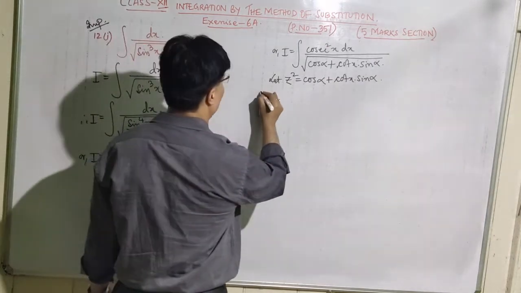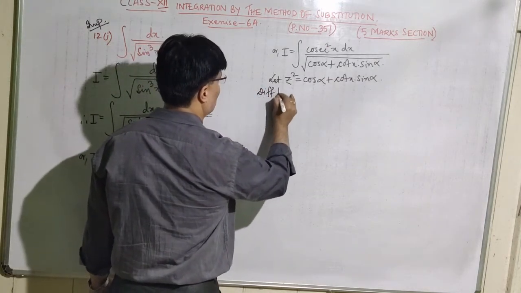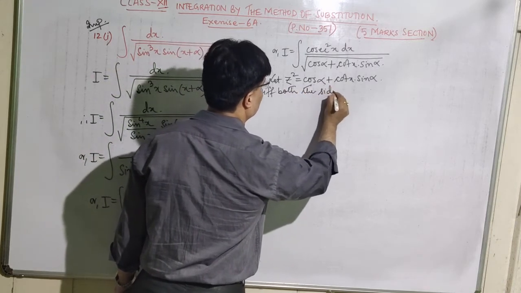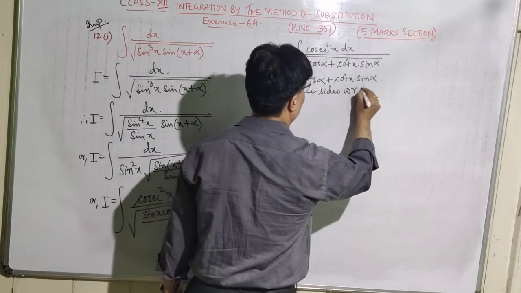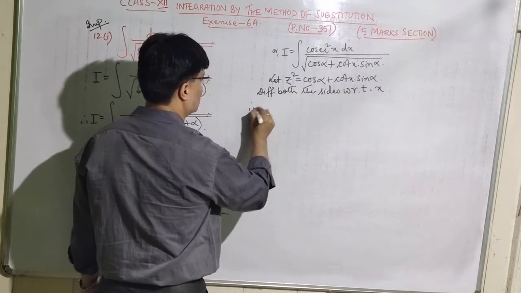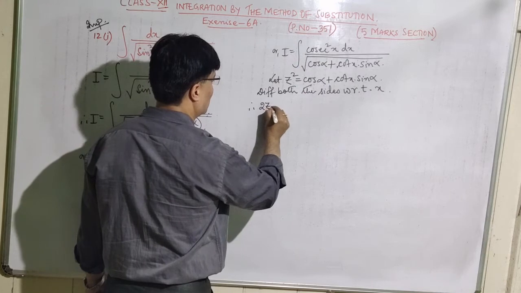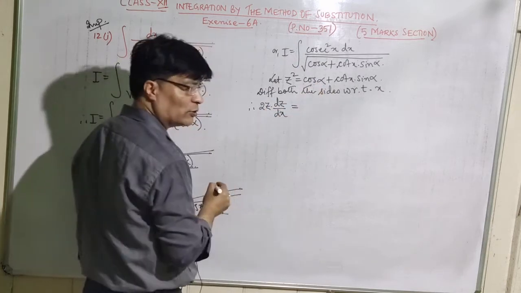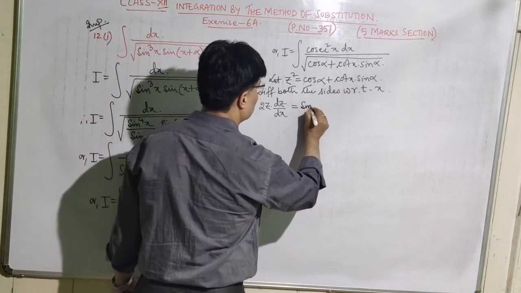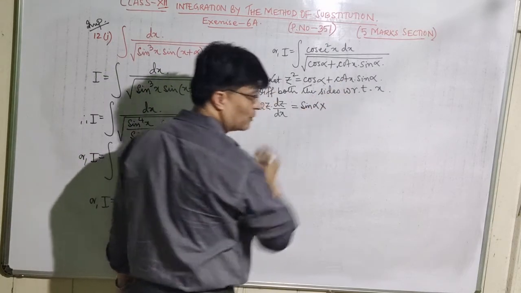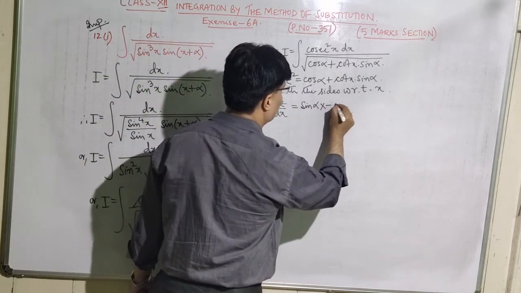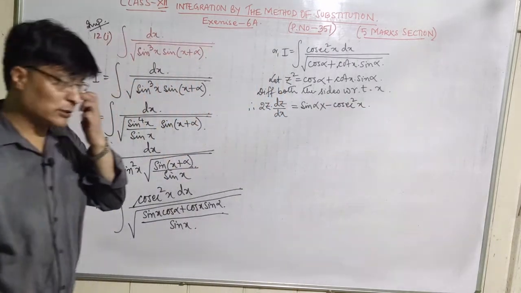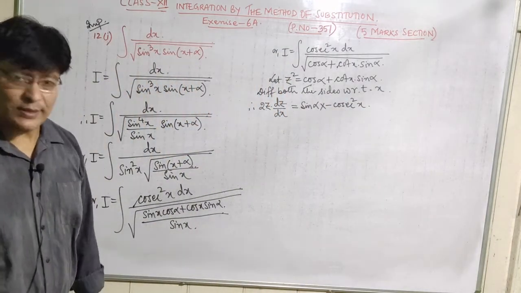So now let us differentiate both the sides with respect to x. So what is the differentiation of z square? It is 2z dz by dx is equal to cos alpha, it is 0. Sin alpha remains as it is because it is constant and it is with the variable. Sin alpha into the differentiation of cot x, which is minus cosec square x. So I think you have understood it.